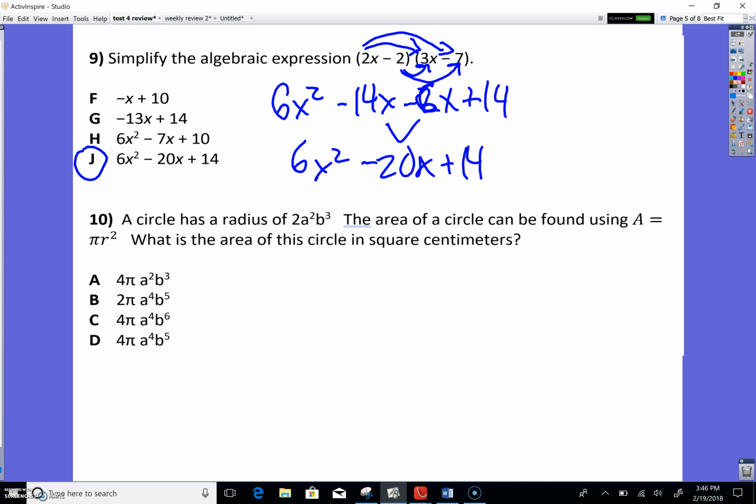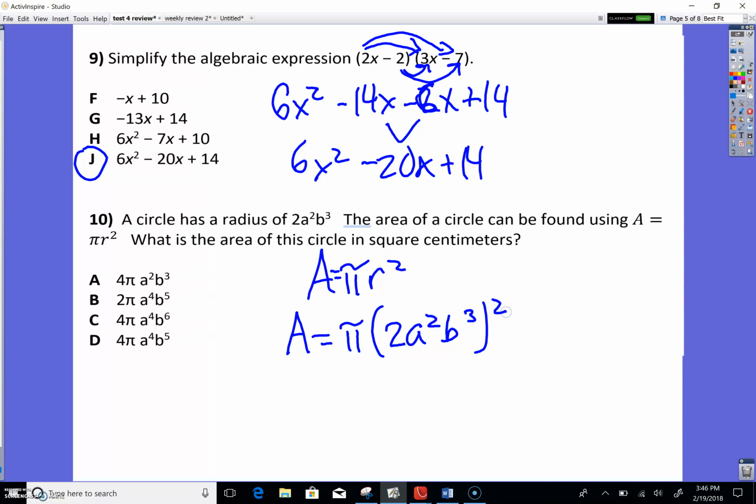Okay, radius, the area of a circle is A equals pi r squared. So what we need to do is substitute this for r. So A is equal to pi times 2a squared b cubed, squared. So that becomes 4a to the 4th b to the 6th pi. Okay, and we just move the number in front, so we get 4 pi a to the 4th b to the 6th.